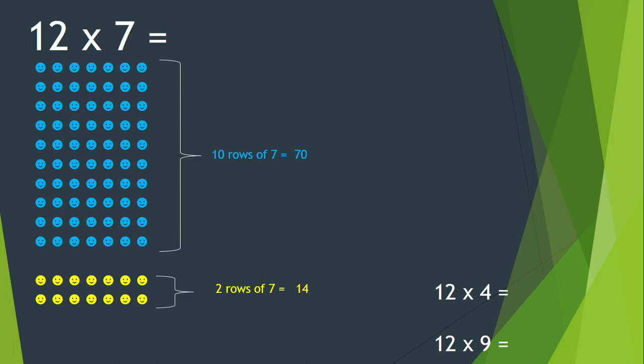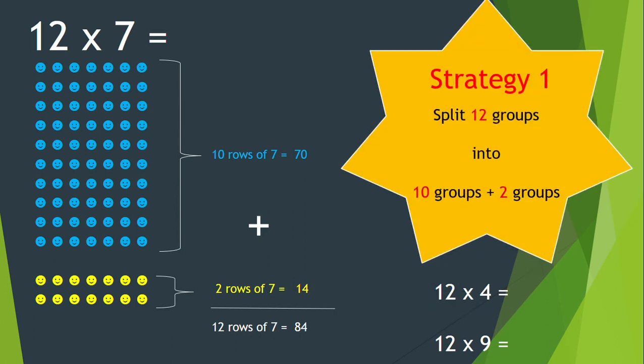And 2 rows of 7, which are shown in yellow, which is 2 times 7, is 14. Now 10 rows plus 2 rows make 12 rows of 7, and 70 plus 14 is 84. So in total, we have 84. So the first strategy we're going to use is to split 12 groups into 10 groups and 2 groups. So let's practice some more.